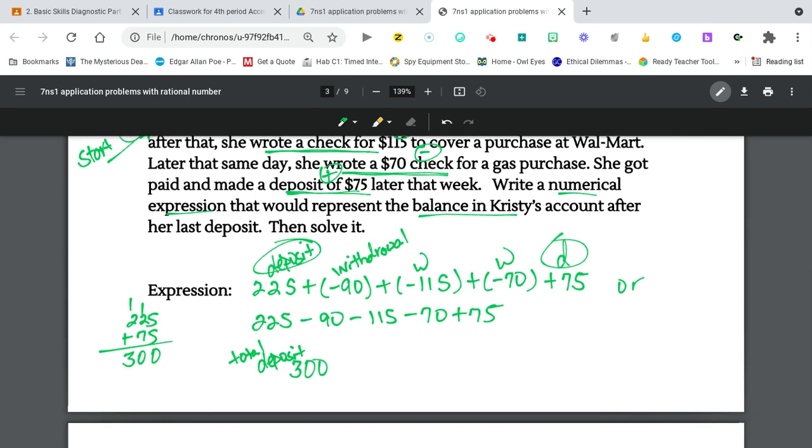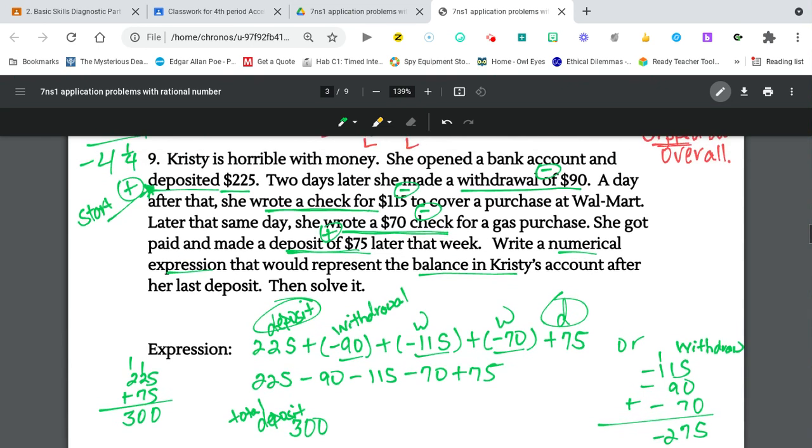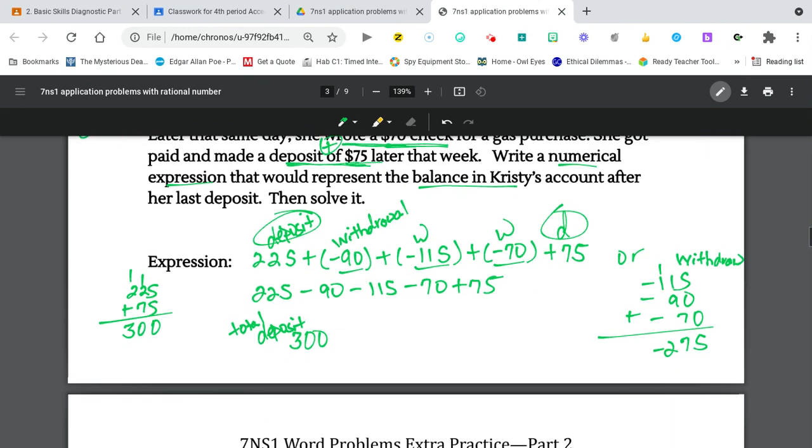And what did she withdraw? I'm going to work it over here. So she withdrew 115, 90, 70. That's 5, 10, 17. Carry the 1. She withdrew a total of $275. Okay. For some reason, I feel like I skipped something. 225, 90, 115, 70, and 75. Okay. All right.